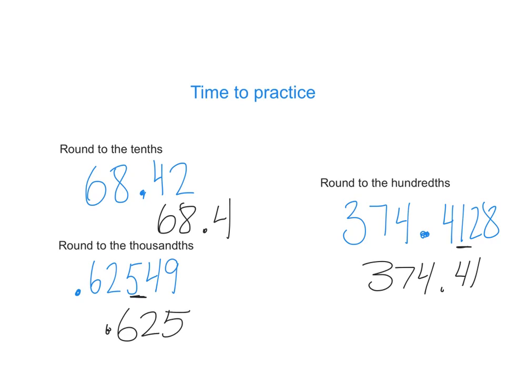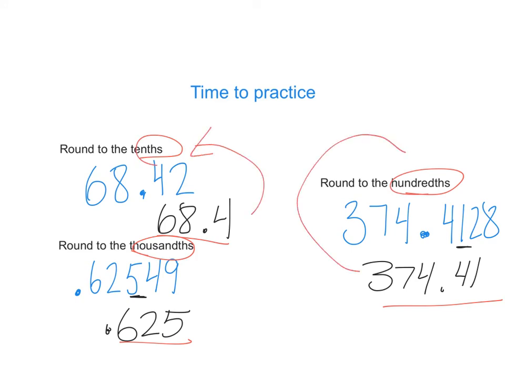You may notice when you read your answers that the last place value you say should be the place value you rounded to. 68 and 4 tenths, 374 and 41 hundredths, 625 thousandths. That is another way of checking your answer.